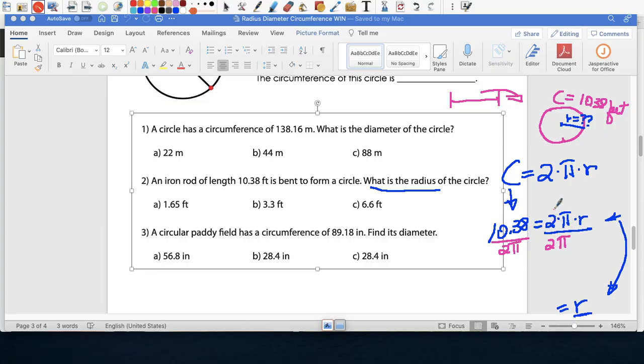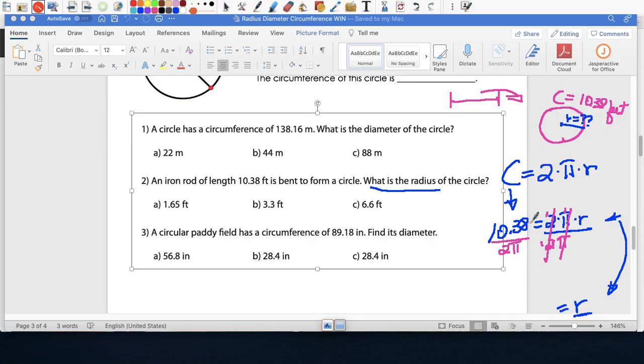2 divided by 2 is 1. Pi divided by pi is also 1. So I have 1, 1, 1, 1. All those ones multiplied by r is just r, which is exactly what I wanted. So on the left side, I need you to put in your calculator. If you put it in a calculator as a fraction, you're going to have no issues. 10.38 divided by 2 pi, and you press enter, you actually get an answer.